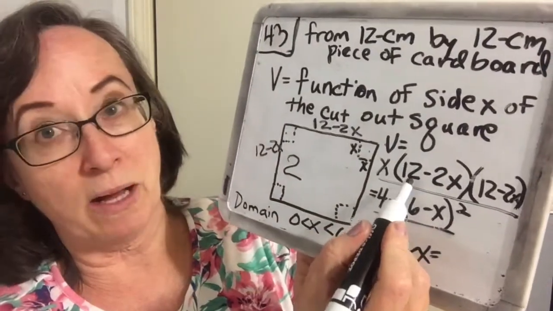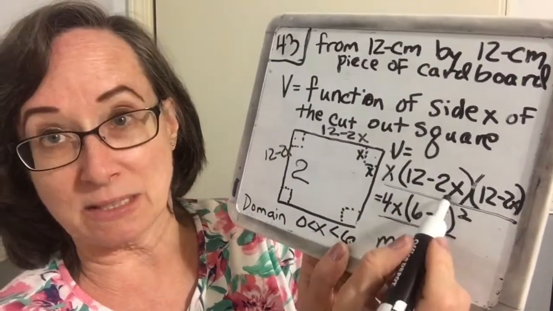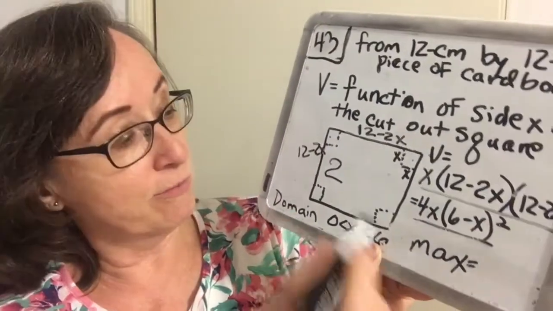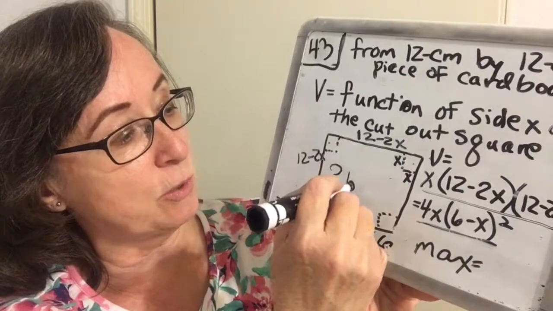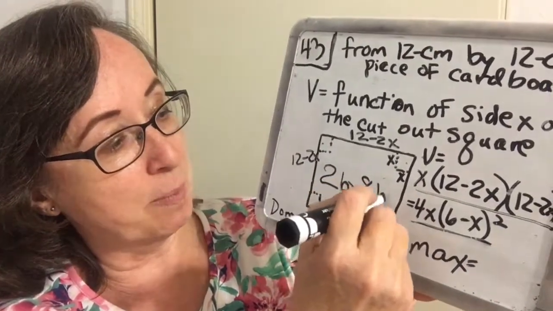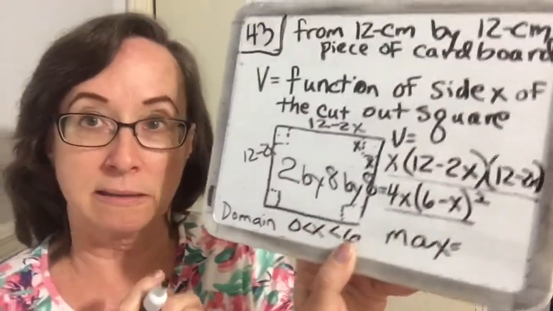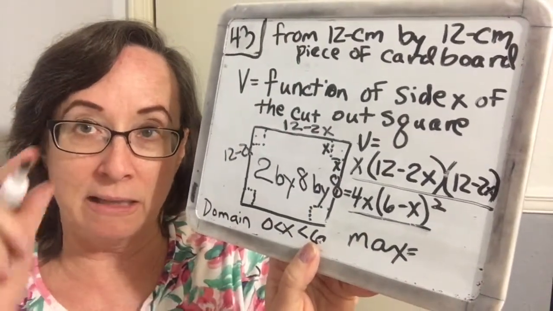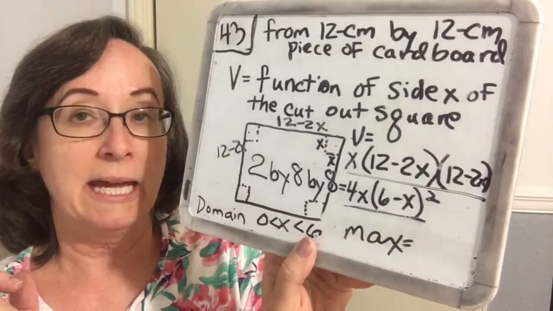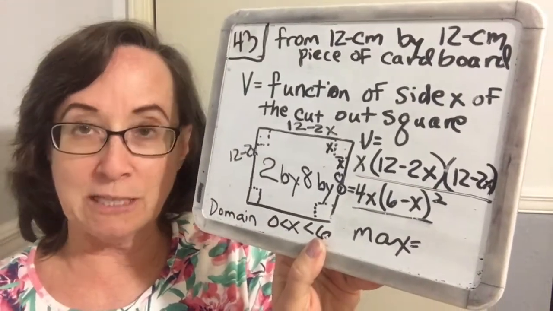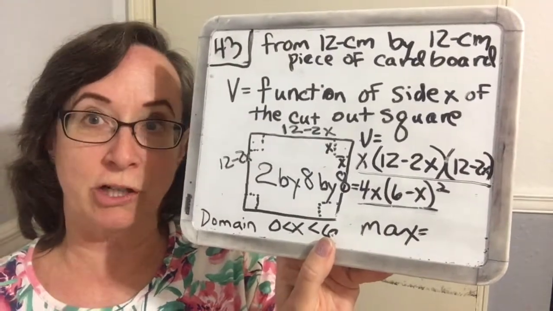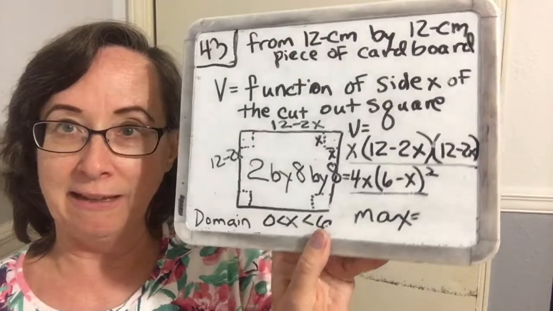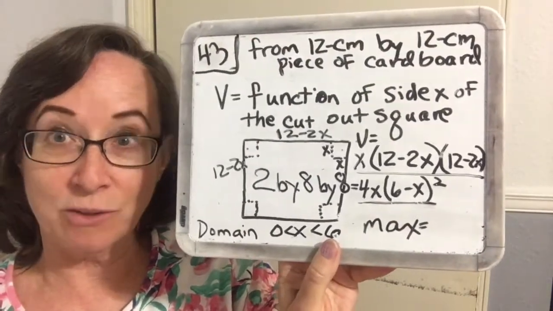And then 12 take away twice x, which is now going to be 2 times 2, which is 4, and 12 take away 4 is going to be 8. So this is a 2 by 8 by 8 box. Okay, so the bottom is 8 by 8, and then the height of the box is 2, and that is the maximum because we graphed it and moved our little cursor to the maximum and did our little maximum calculate thingy and got it. Isn't that cool?